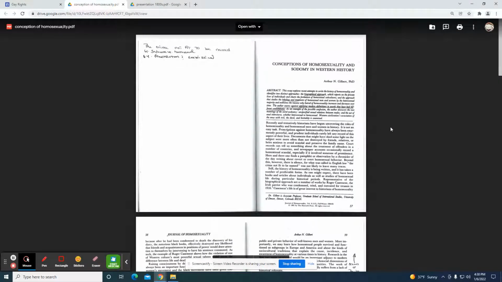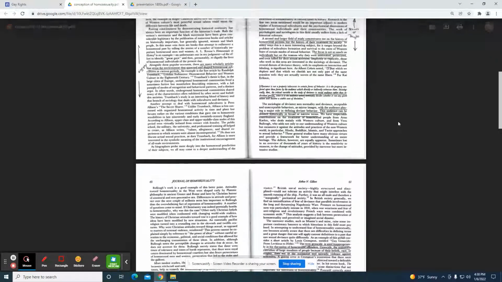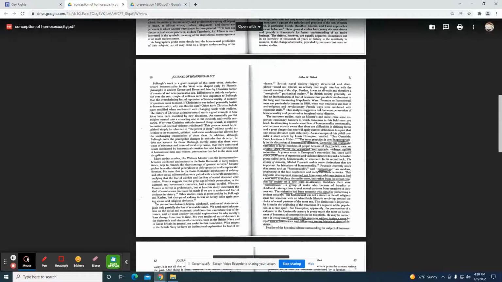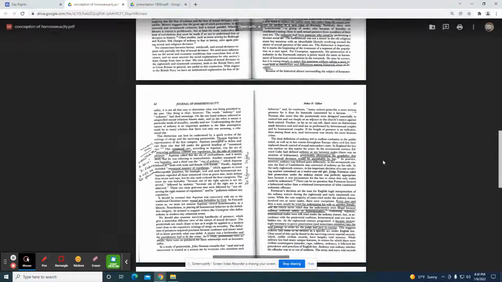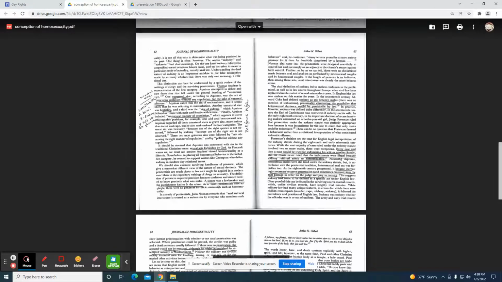Conceptions of homosexuality and sodomy in Western history. So we have once again the use of the term sodomy, and this is going to look at some historical examples. And we'll notice here they're talking about Christianity. When you're doing any of these readings, if the reading is addressing historical information, try not to get too caught up in trying to understand Rome and Christianity. Just try to focus on what the issue is in the reading and how it's impacting gay rights.